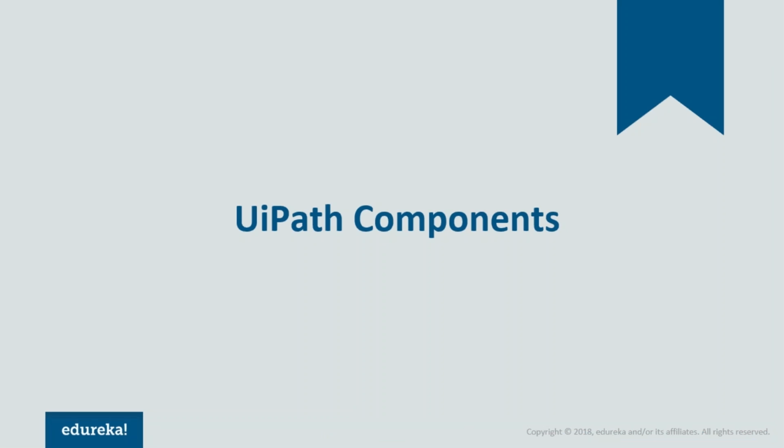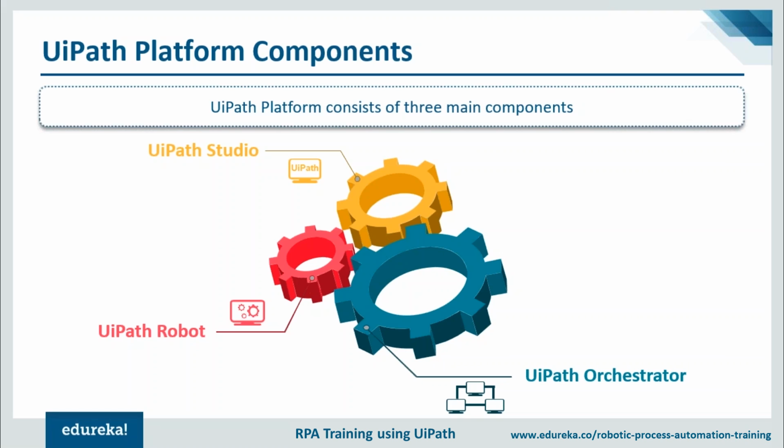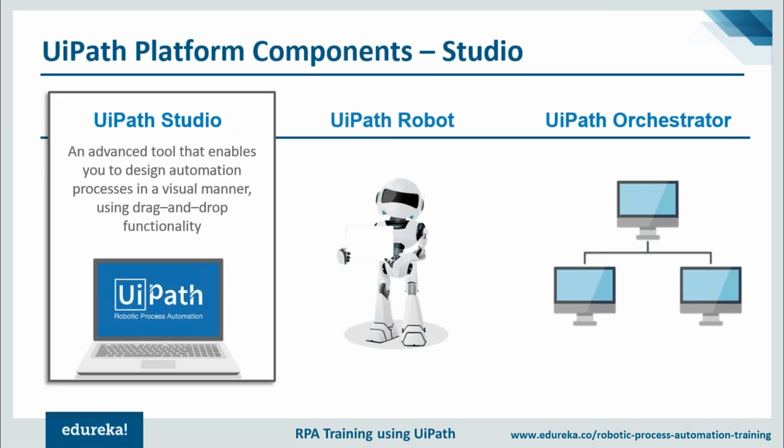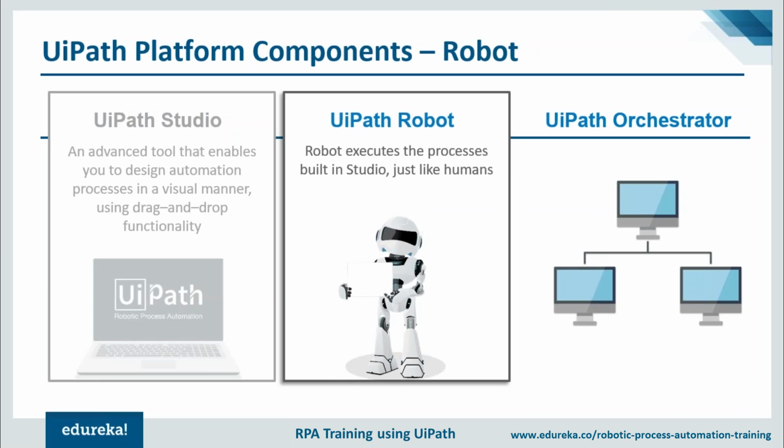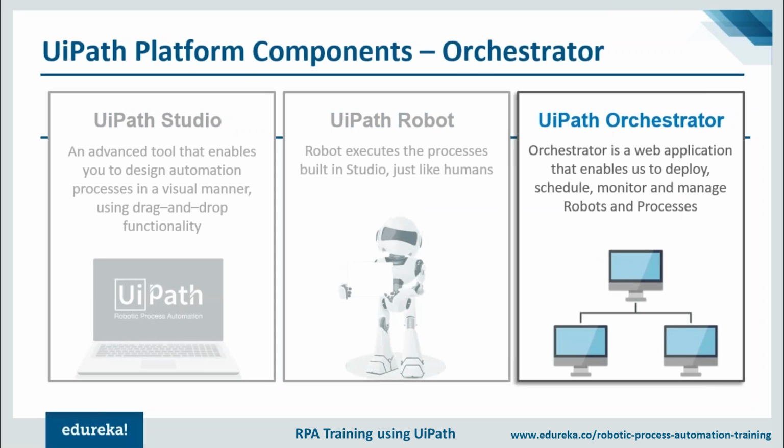Now, before moving forward to creating your own projects, let's understand the various components of UiPath platform. Well, there are mainly three components of UiPath platform: UiPath Studio, UiPath Robot, and UiPath Orchestrator. UiPath Studio is an advanced tool that enables you to design automation processes in a visual manner using drag and drop functionalities that we have been discussing. Coming to UiPath Robot, UiPath Robot executes the processes built in Studio just like humans. Finally, coming to the UiPath Orchestrator, Orchestrator is a web application that enables us to deploy, schedule, monitor, and manage robots and processes.